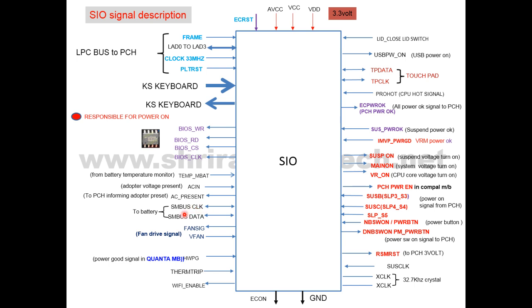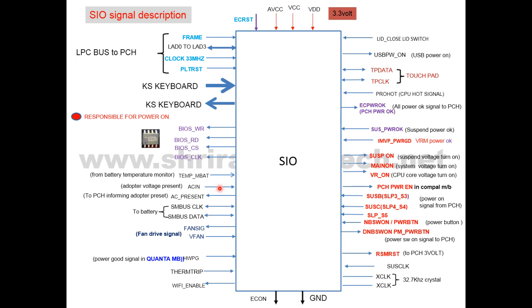This is called the SM bus, system management bus. It is a two-wire communication protocol. This two-wire communication protocol communicates with the battery. It's called the SM bus. When the battery needs a charge, or suppose the adapter is absent, at that time the battery communicates directly to the SIO via this two-wire communication. So this signal also you can check by oscilloscope.